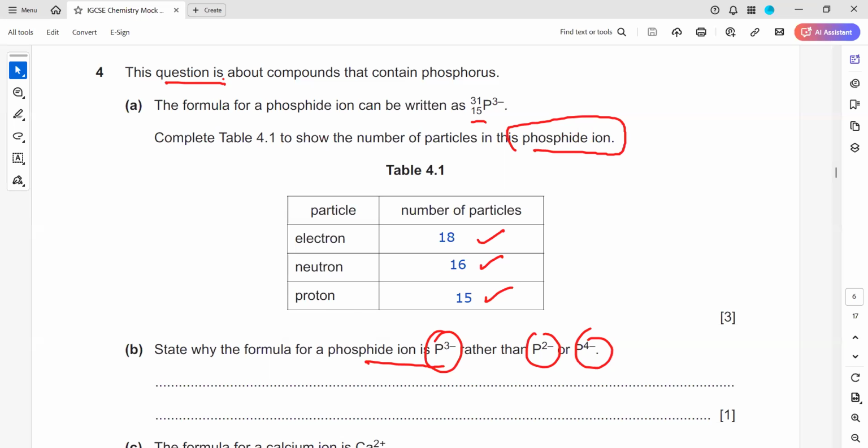It is in group 5. It has only 5 electrons in its outermost shell. You can mention it has 5 electrons in the outermost shell, so it gained 3. Or you can also relate the answer to transition elements, because transition elements have variable oxidation states, so it's a non-transition element. That's why it has a single oxidation state. And why is it -3? Because it has 5 electrons, so it gains 3 electrons.